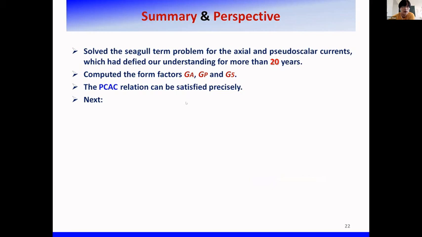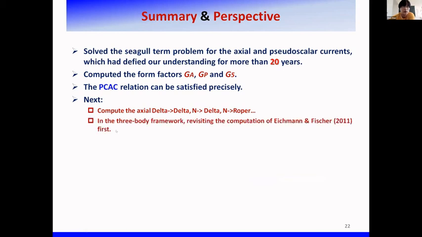Our next step: first, compute the axial form factors of the Delta and the Roper. Also, in the three-body framework, we want to revisit the computation of Ashman and Fisher first. Then we will see what we can do next. Thank you.